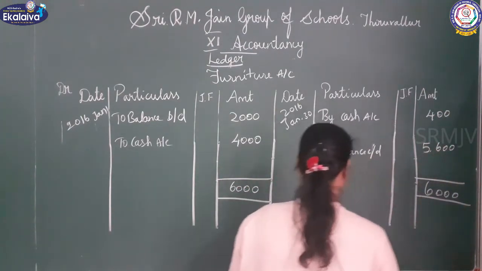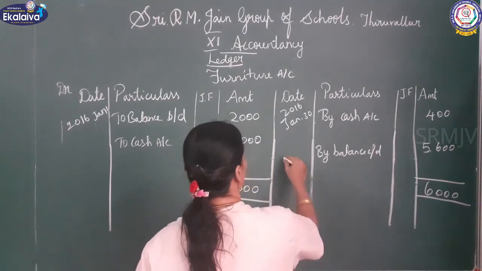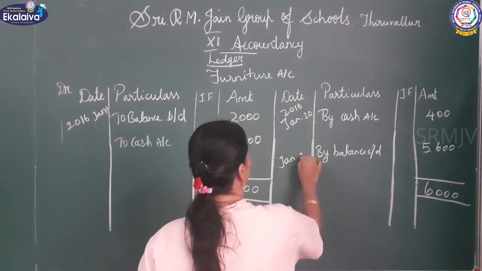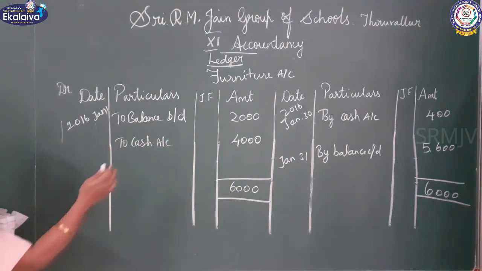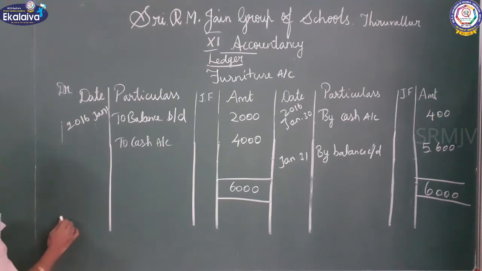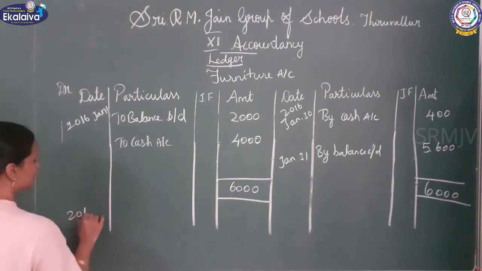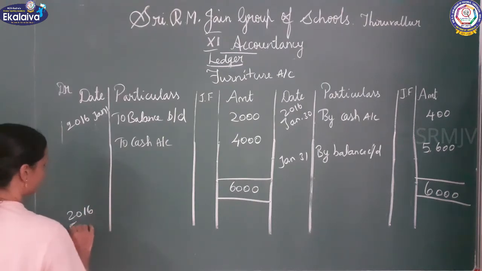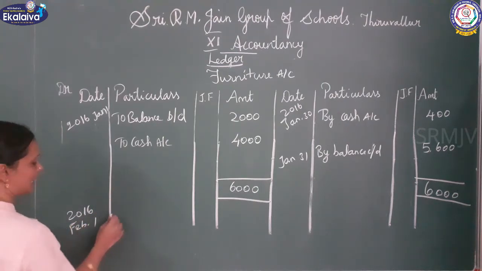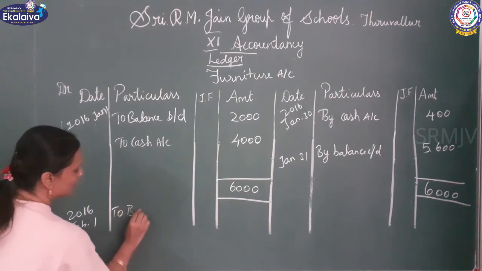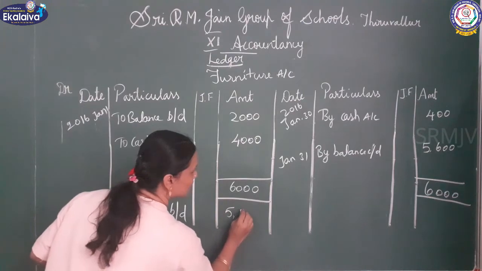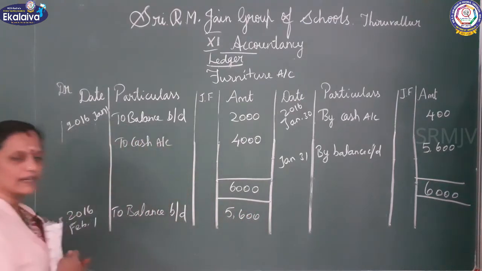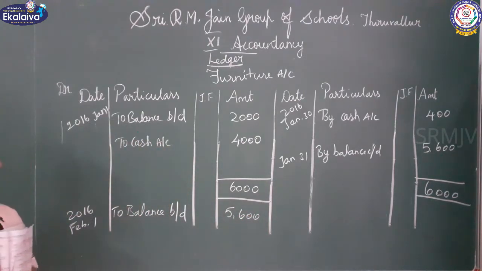Okay, so by balance carry down 5,600. Okay, so the date is very much important, children. January 31st. Okay, so 2016, and then we have to bring it. So January in the sense February, they will be coming the forthcoming year we have to write. So 2016 February 1st, opening balance. Okay, to balance brought down 5,600. Okay, do you understand, children? Copy this.